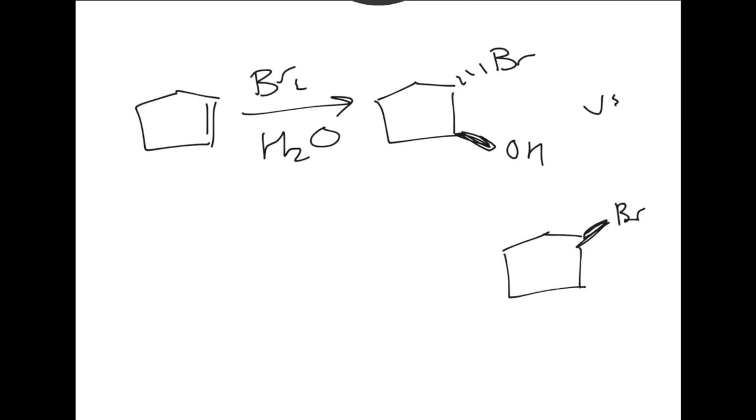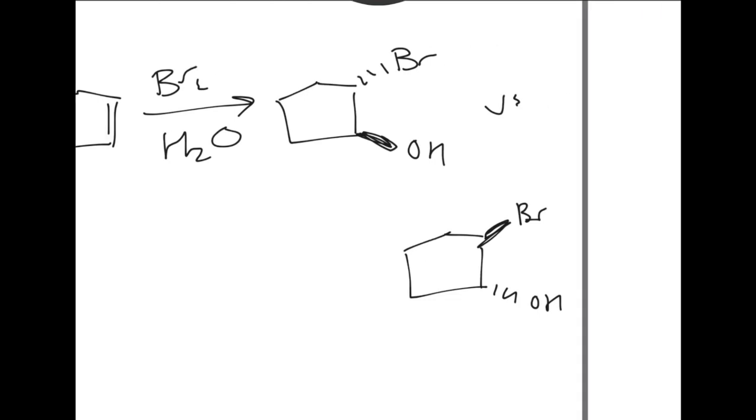We don't know what enantiomer we make, but we know what diastereomer we make, right? So we know that they're on opposite sides, but we don't know which one's the wedge and which one's the dash. So we know the relative stereochemistry, but not the absolute stereochemistry. So the mechanism for this is pretty much the same as the mechanism for a halogenation, right?